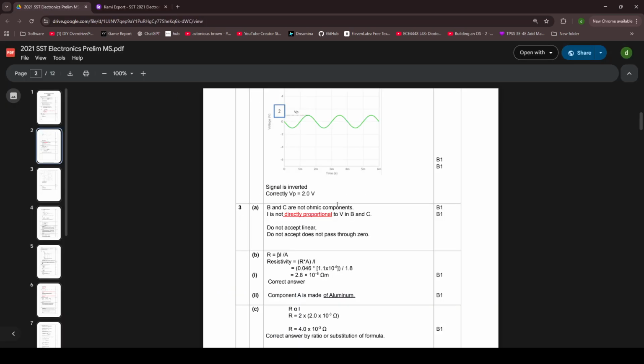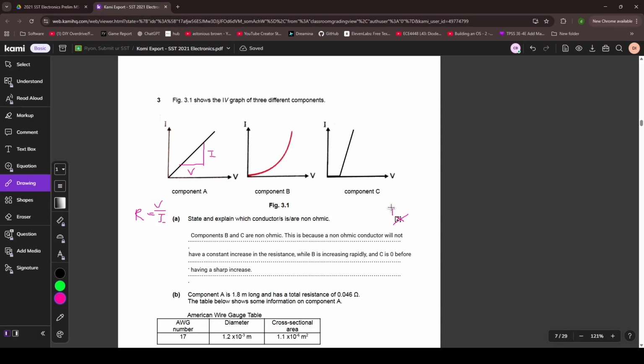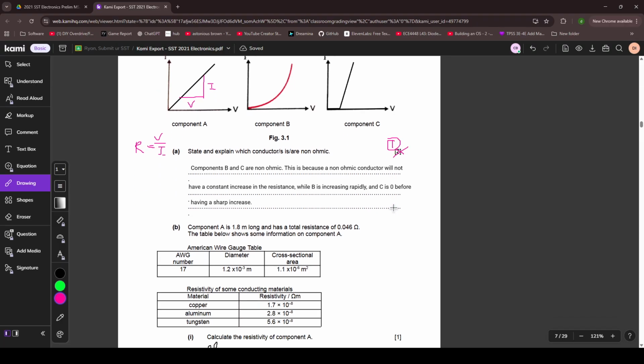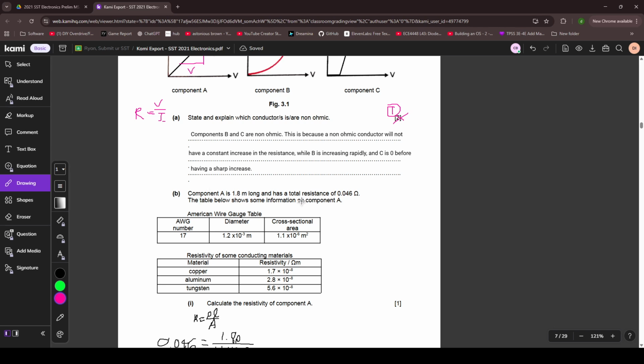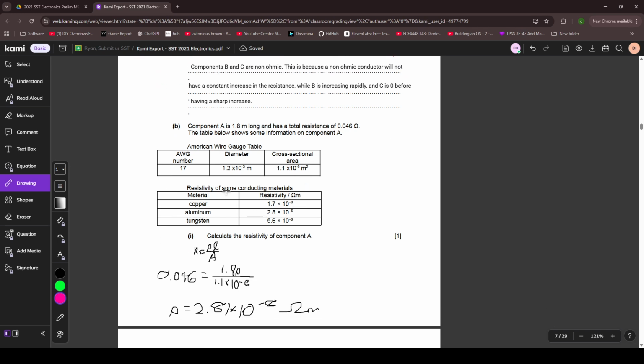No, yeah. Direct proportionality highlighted in red is a keyword and you don't have it. So, sorry. Component A is 1.8 meters long, my bad, 1.8 meters long and has a total resistance of 0.046 ohms, and then some info about it. Calculate the resistivity of component A.